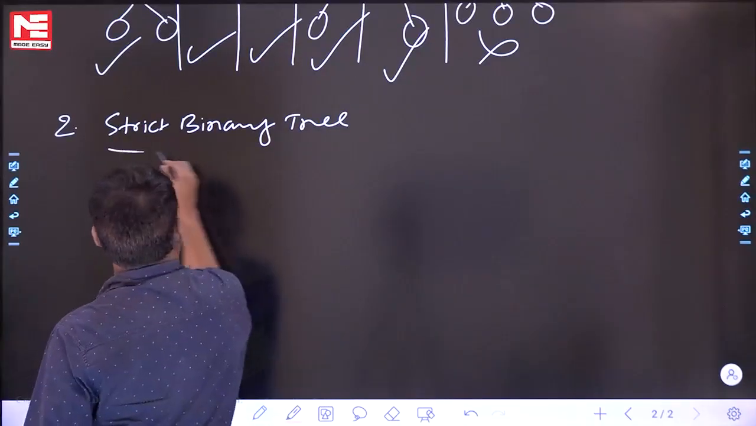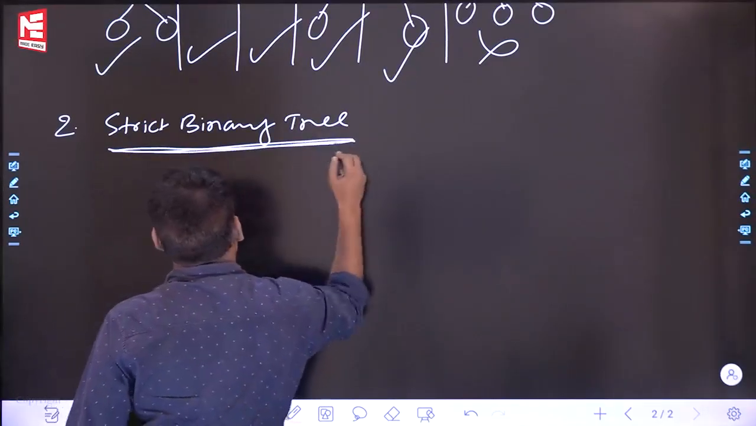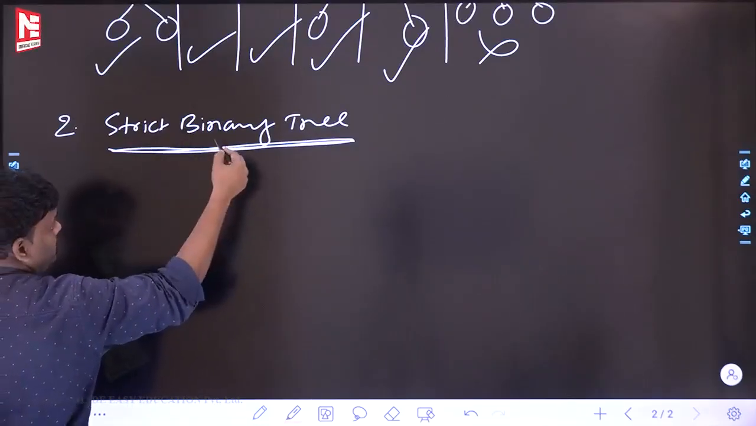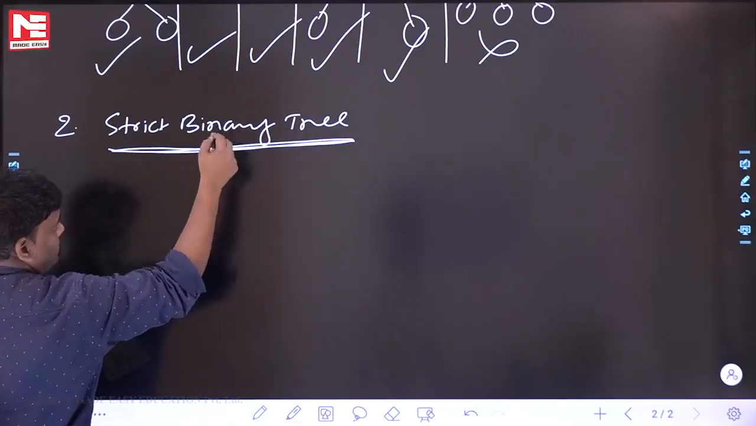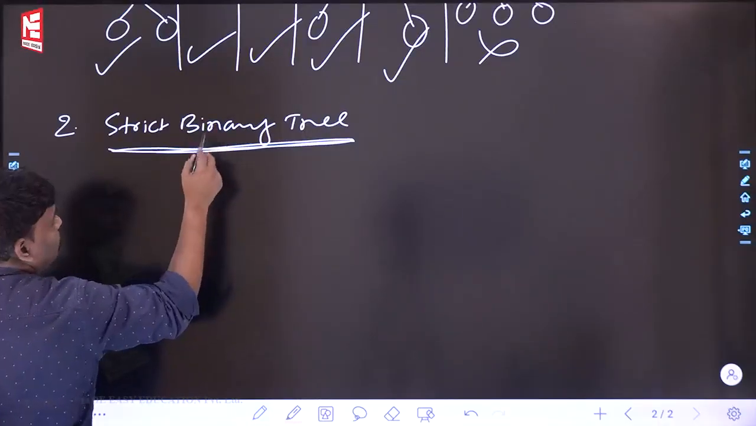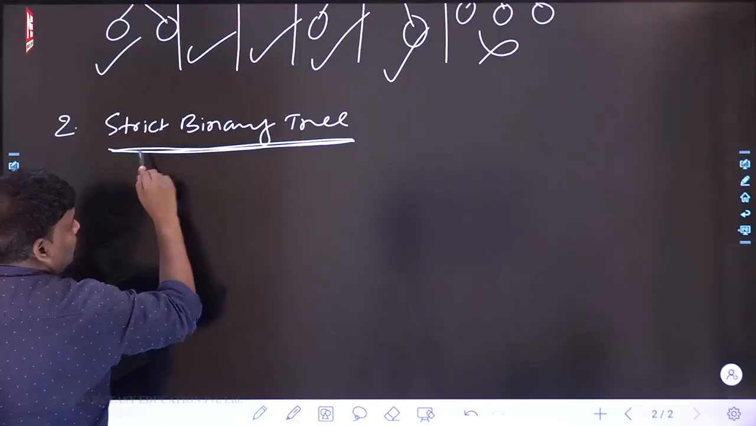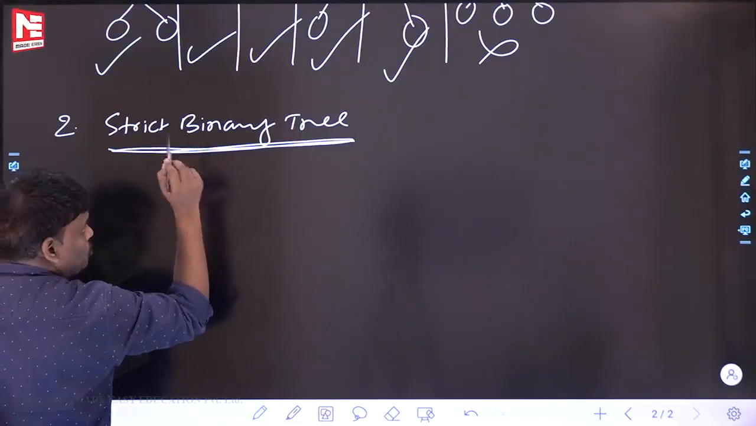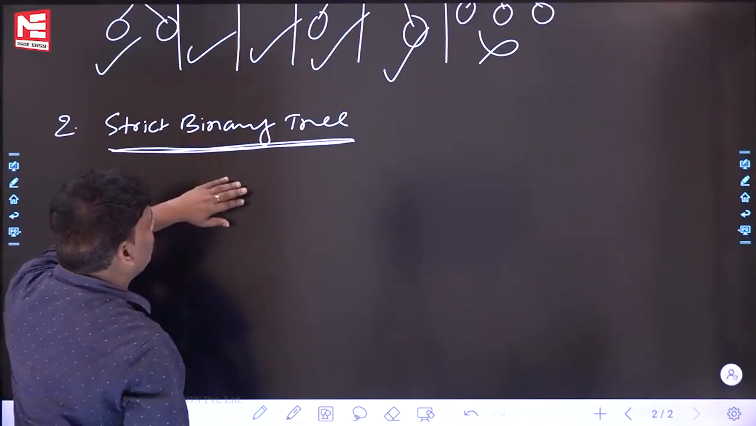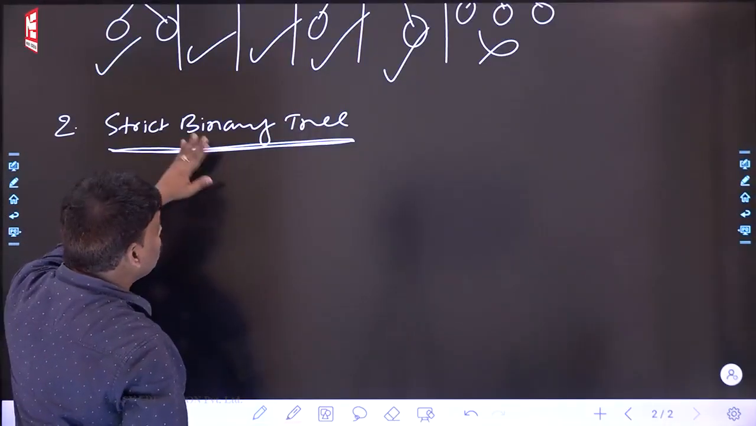Strict binary tree means, in the given binary tree, every node contains... see this one. First of all, it is a binary tree. Strict binary tree, the name itself is saying, first of all, it is a binary tree. Next, in the given binary tree, every node contains either 0 child or 2 children.